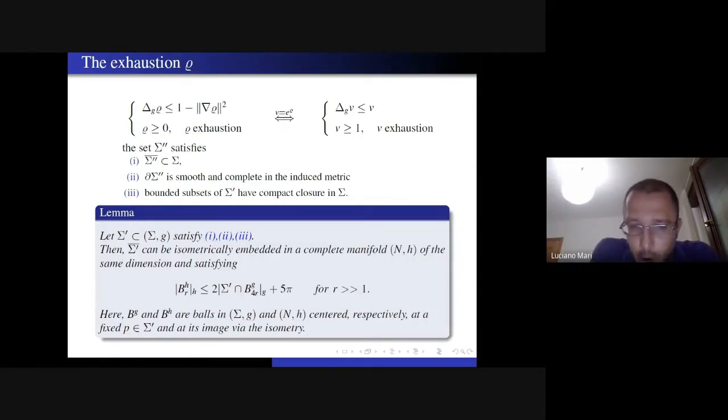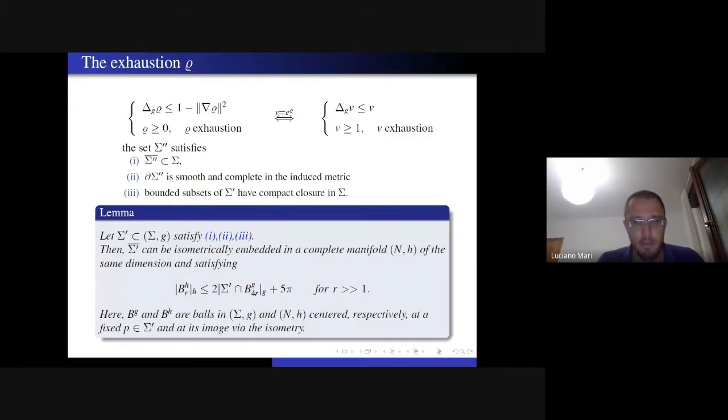NH, the volume of balls of this manifold are not bigger than the intersection of the graph with balls in the graph metric of sigma prime, up to some constant. The ball BG is the geodesic ball in the graph metric, centered at some point P of sigma prime. And BH is a ball in the manifold NH, centered at the image of P via the isometry.